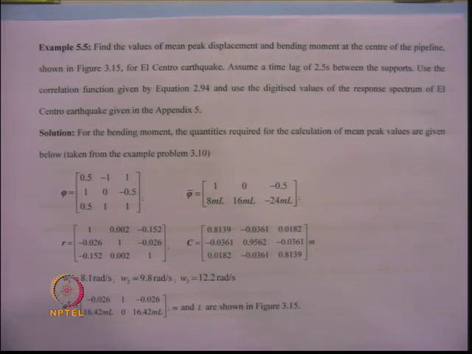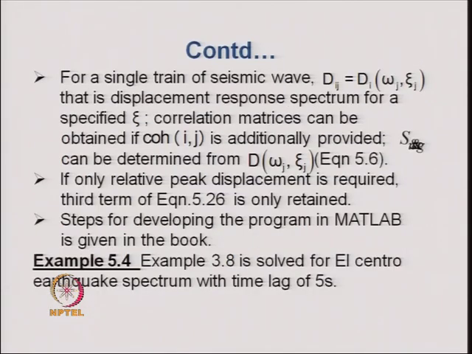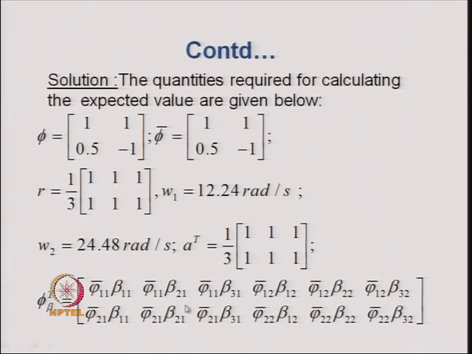This problem, if we recall, is for a three support frame, that is example 3.8. We had a two-story frame with three supports. The non-support degrees of freedom are 2, and therefore the mode shapes form a 2 by 2 mode shape matrix. And since we want to find the expected peak value of the displacements, phi bar also becomes the same matrix. The R matrix for the multi-support excitation case was computed before for this problem, and R is given by this matrix. The two frequencies, omega 1 and omega 2, are also given.